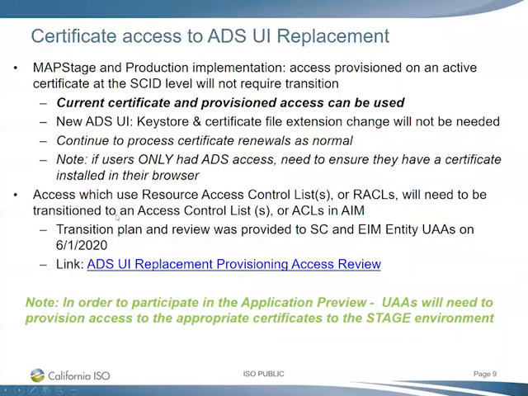So really, the main transition pieces are: if you want to participate in the application preview, you'll need the Stage environment provisioned. If you want to participate in Market Sim, then you'll potentially need to have MAP Stage provisioned with those right SCIDs. And then if you're using the resource access control list, then you'll need to convert those into access control lists, okay? So with that, I'm going to take a pause here for questions.